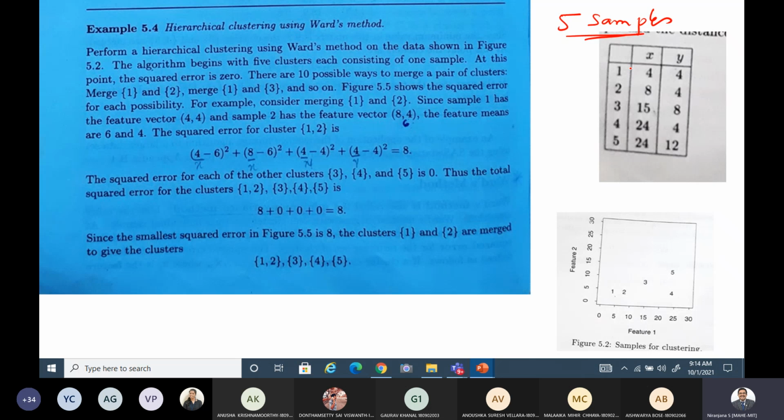What are the samples given? 5 samples are given, each sample having features x and y. The feature values are tabulated here. For first sample it is 4, 4, second sample 8, 4, third sample 15, 8, and so on. Totally there are 5 samples. This is a given problem having 5 samples and their features. And now you are supposed to use Ward's algorithm or method for hierarchical clustering. Say you group it using Ward's method.